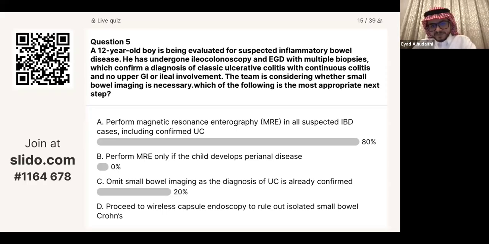Let's get the answer. Okay, most of you have chosen the first option, any suspected IBD to perform.